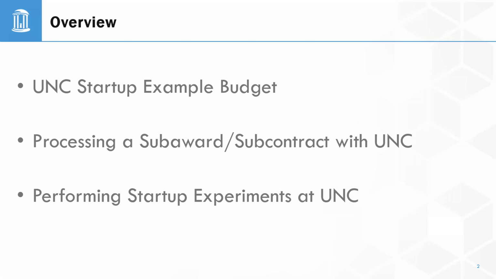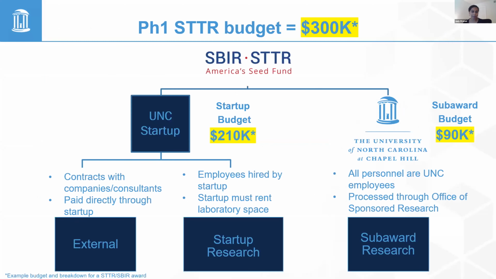We will begin the presentation with an example budget of a typical UNC startup that has received a Phase 1 grant and how that's broken down into what I categorize in three different components, from the subaward to the startup research to external finance that's used for contracts, consultants, etc.